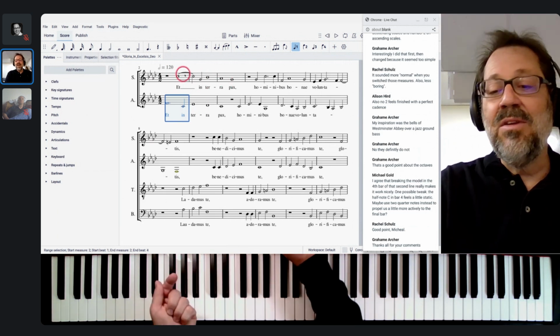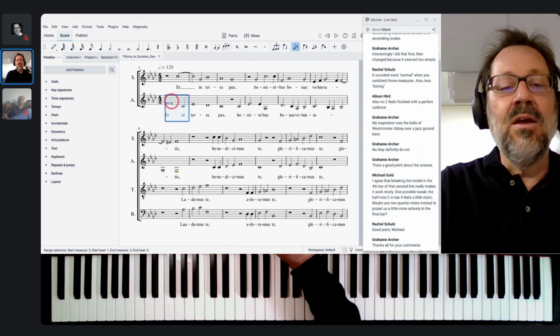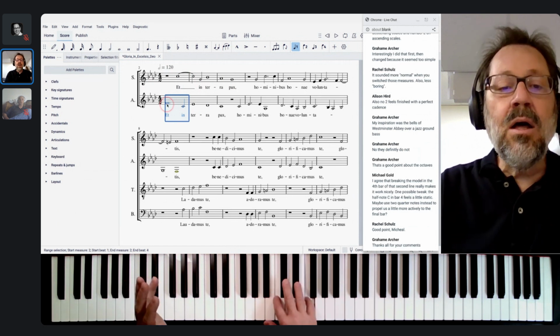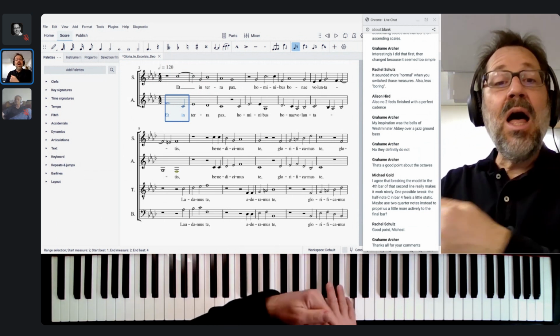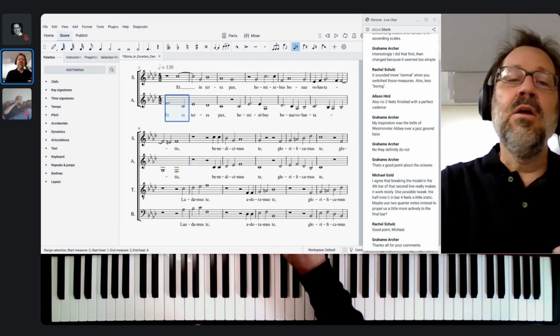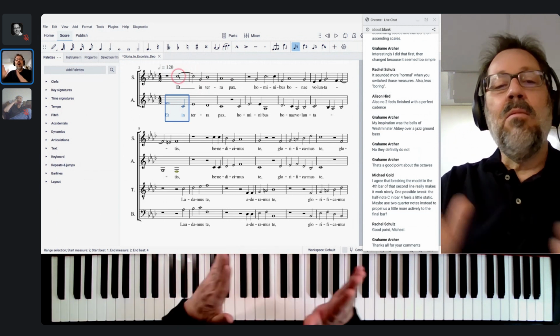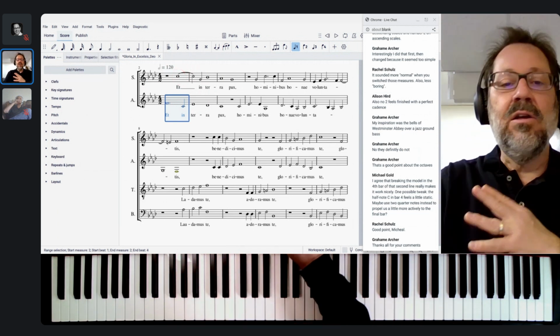This is imitation, right? This is imitative counterpoint. We have a line being answered by the same melody up a fifth, and there's some more interval calculation for you.